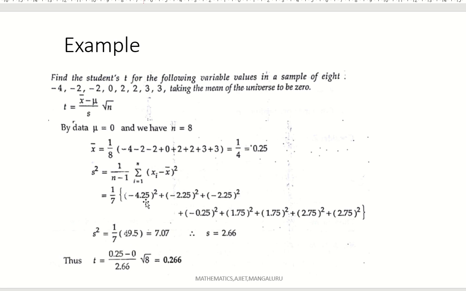Now substitute it in the student t distribution formula, that is x bar minus mu by s into root n. X bar is 0.25, mu is 0, n is 8, and s is 2.66. Now simplify, you will get 0.266. Here they asked just to find the t value, and they have not asked about accepted or rejected. In that case you just need to calculate the t value, that's it.